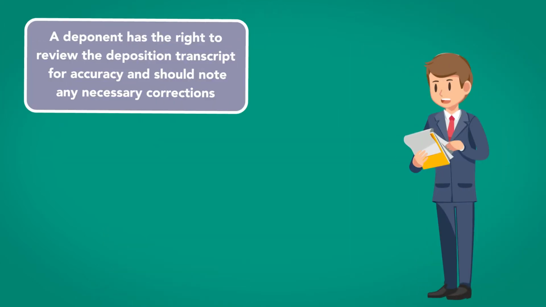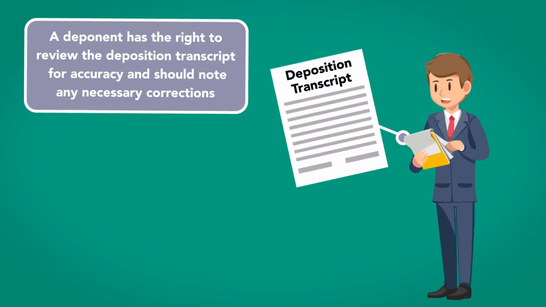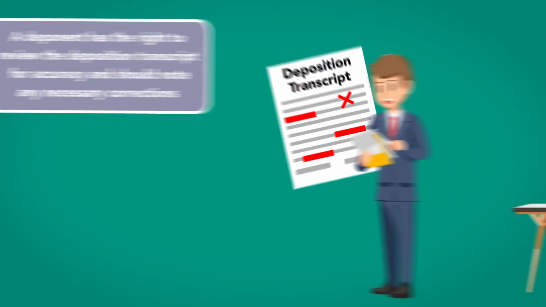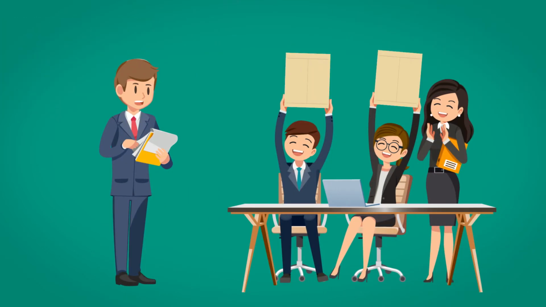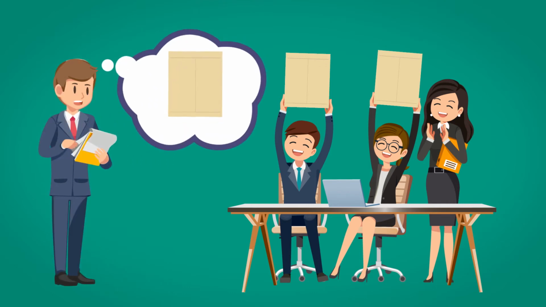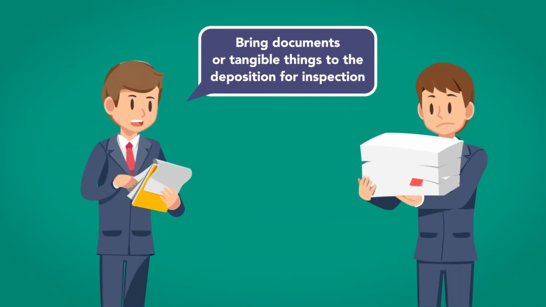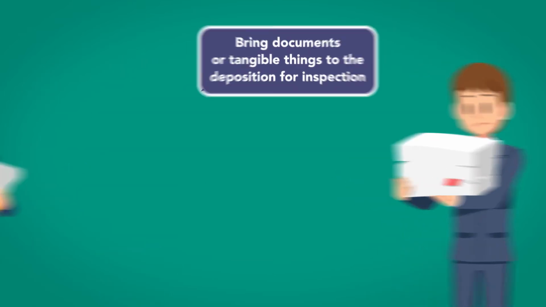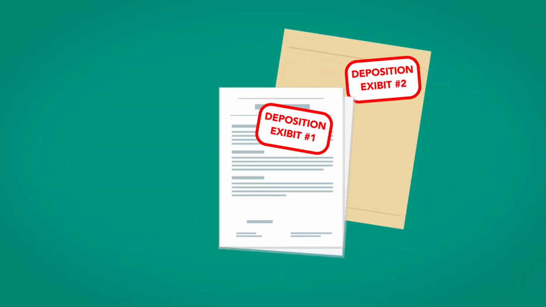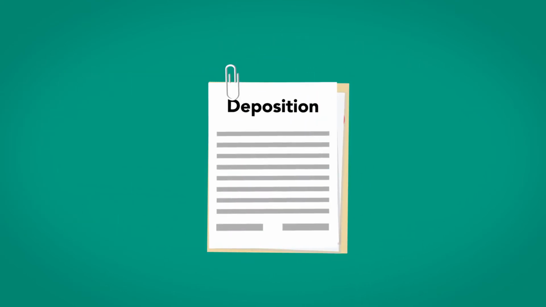A deponent has the right to review the deposition transcript for accuracy and should note any necessary corrections. The transcript is provided to the attorneys in sealed packages, and the deposing attorney must protect the transcript from destruction, loss, deterioration, or tampering. If the deposing party requests that the deponent bring documents or tangible things to the deposition for inspection, those items must be marked for identification and attached to the deposition if any party requests it.